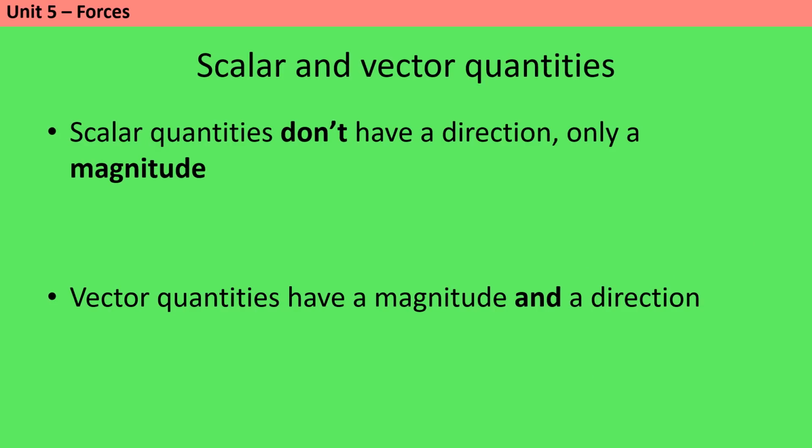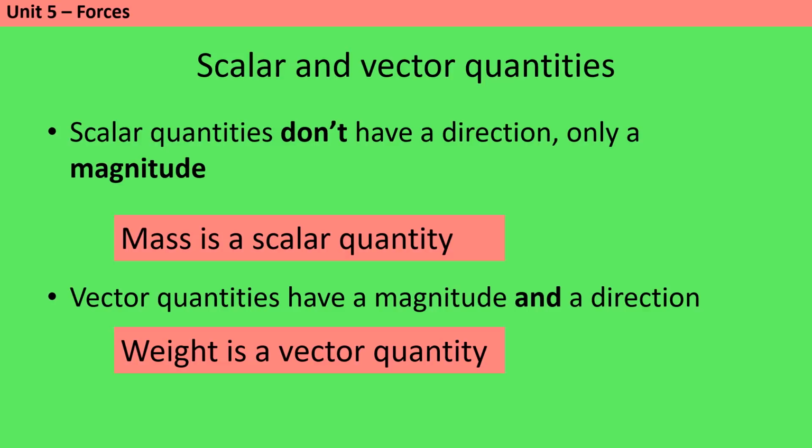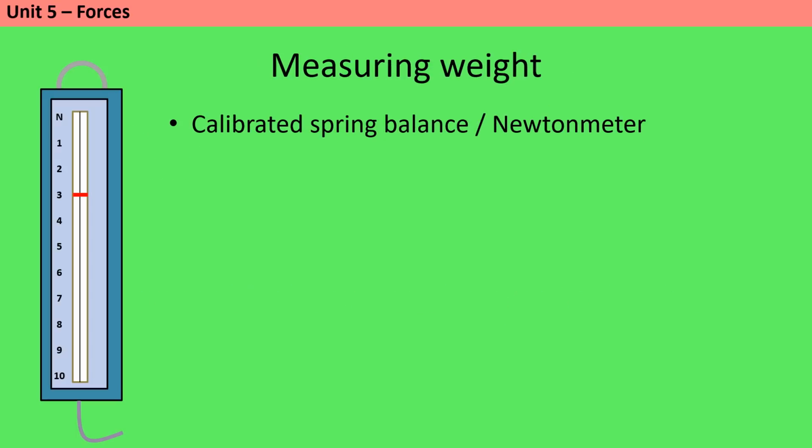So to return to our earlier point about scalars and vectors, scalars don't have direction, so mass is an example of a scalar quantity, whereas vectors do, so weight is a vector quantity. Weight can be measured using a Newton meter, which contains a spring which stretches as a larger force is applied. This causes a marker to move, allowing us to read the size of the force.